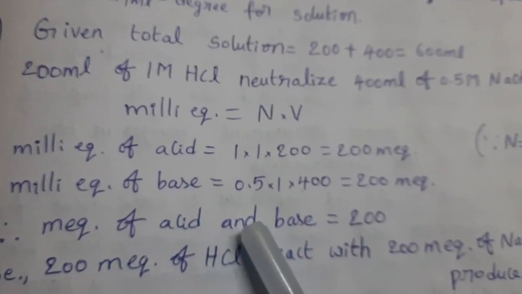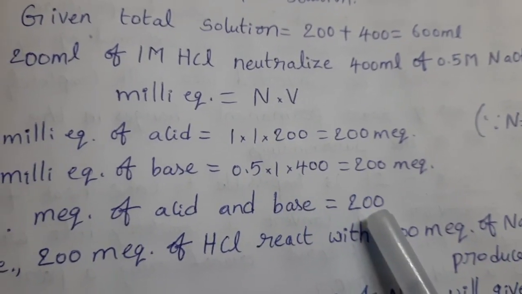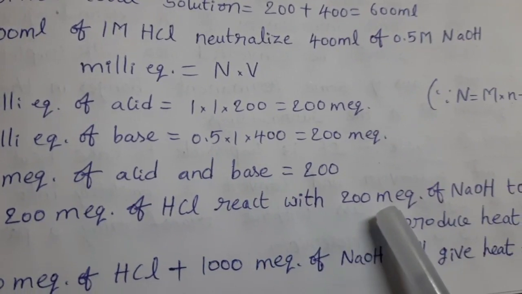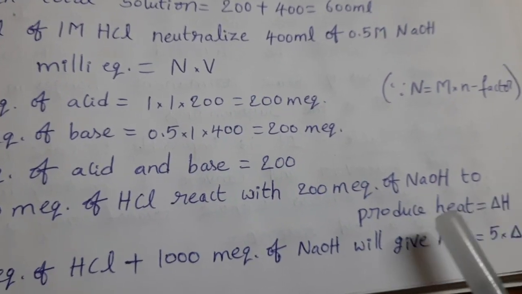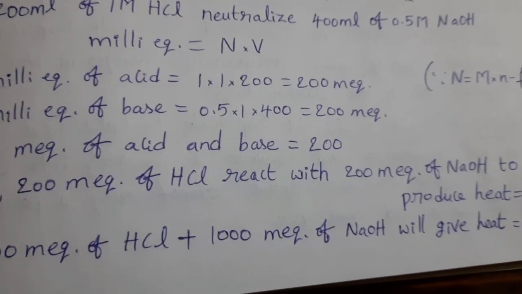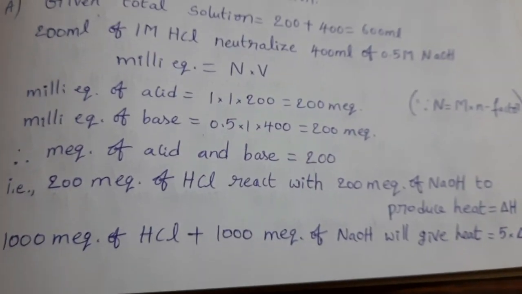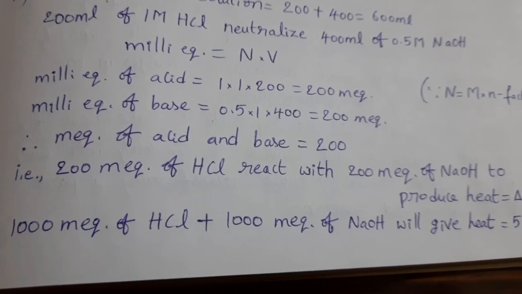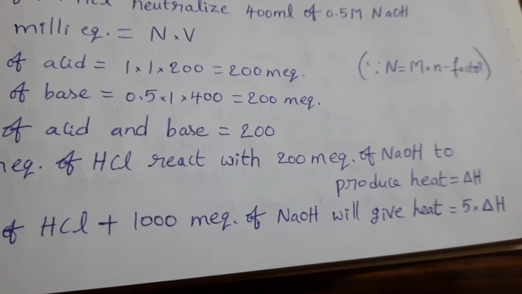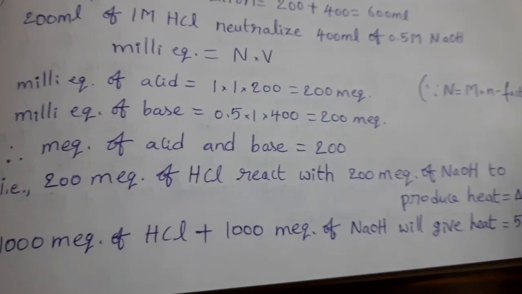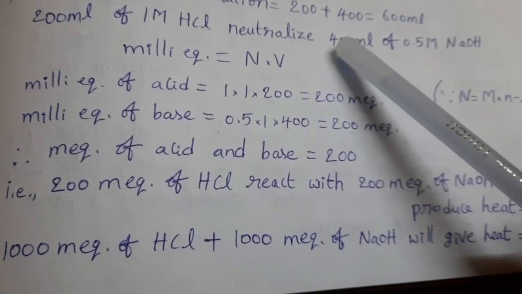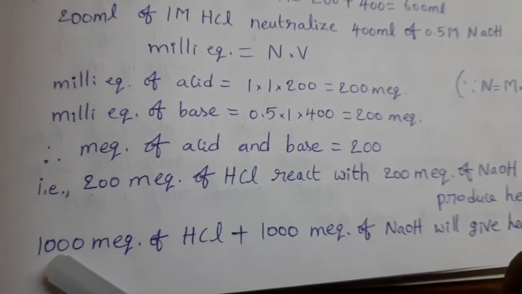So here milli equivalents of acid and base both are same, that is 200. That means 200 milli equivalents of HCl react with 200 milli equivalents of NaOH to produce heat, that is delta H. Now 1000 milli equivalents of HCl plus 1000 milli equivalents of NaOH will give heat energy, that is 5 into delta H, because here 1 gram equivalent we should calculate. 1 gram equivalent means 1000 milli equivalents.